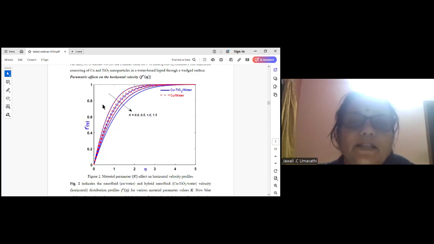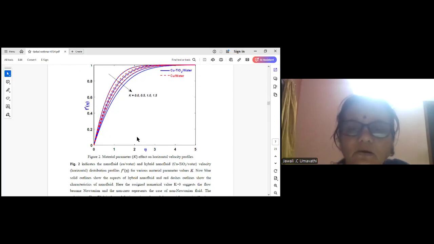So these are all the results that we obtained. In order to understand in a better way, visualization is the best, so we visualize in the form of graphs. Here you can see that K is a micropolar parameter. We need to understand that K equals 0 goes for Newtonian fluid. That means there is no inertial material parameter. K equals 0 goes for your pure Newtonian fluid.